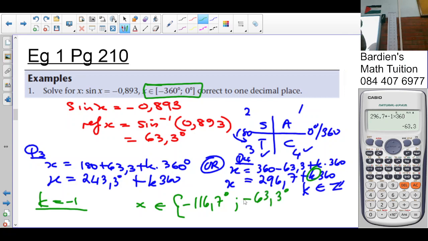Then what's the next number I must check for? Negative 2. Now when you see k, you put a negative 2. What do you notice? It's outside. We're going to put negative 2 in here, so it's 243,3 plus negative 2 times 360. That should also be outside. Negative 476,3.